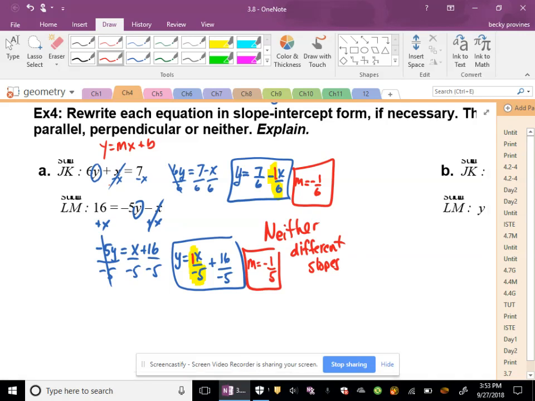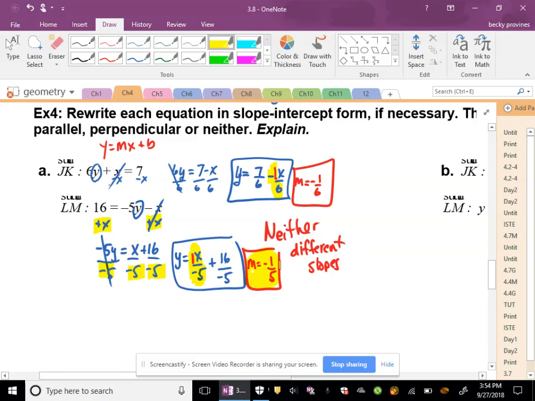Now for the second equation, I'm solving for y again. So I had to add x to both sides, and then I had to divide by -5 all the way across. So over here, I have the slope highlighted. It was x over -5, but I clearly know there's a 1 in front of the x. So it's 1 over -5.